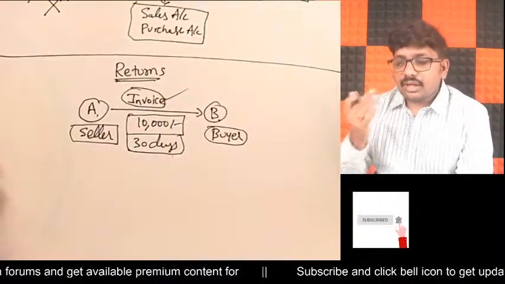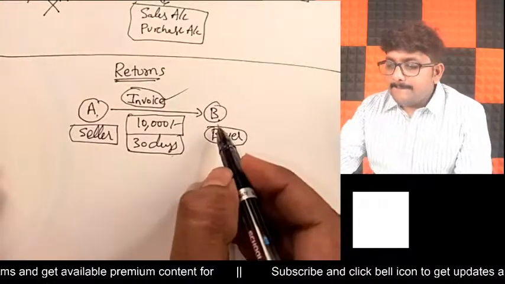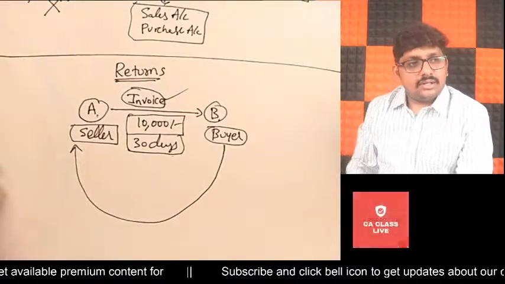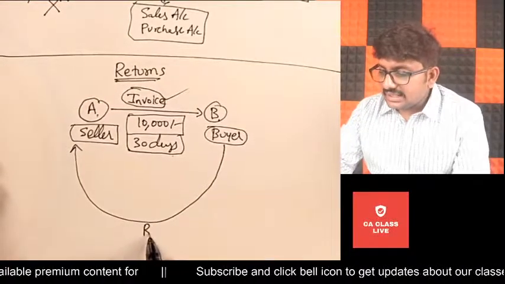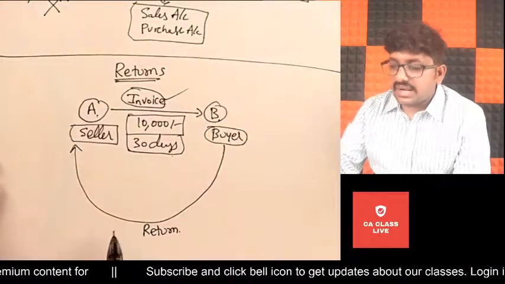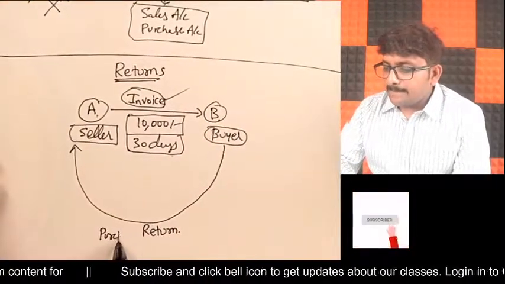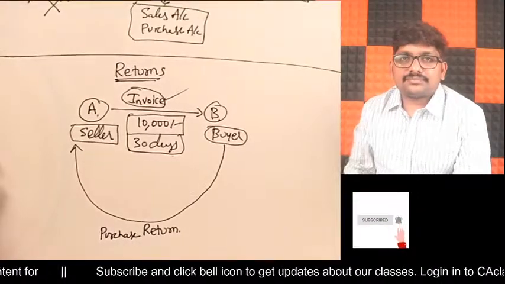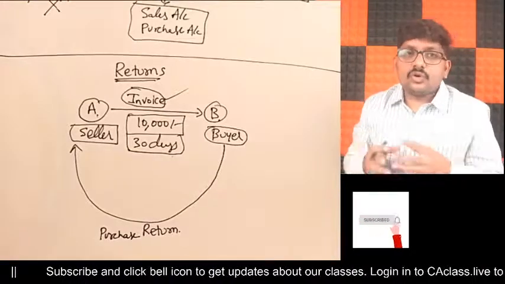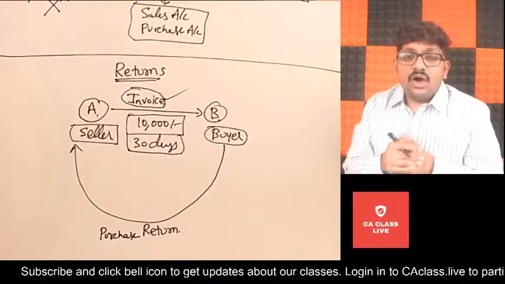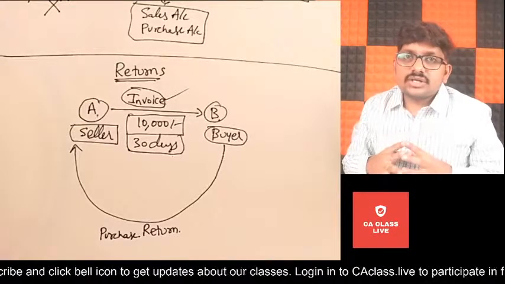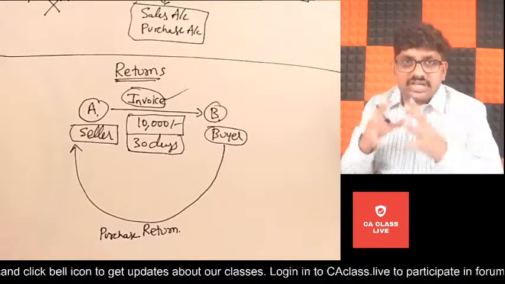Agree? Now, imagine B is returning some goods back to A. From the buyer's point of view, this is purchase returns. So purchase returns is happening. When purchase returns happens, is he returning full goods? Sometimes full goods, sometimes part of the goods. Now, which goods is he returning and what is the value of those goods? There should be some sort of documentation for that, right, friends?